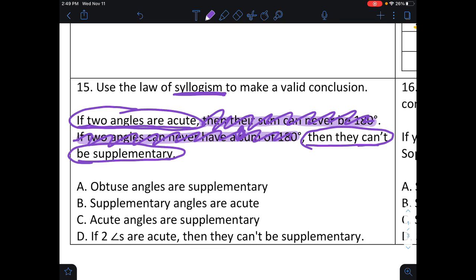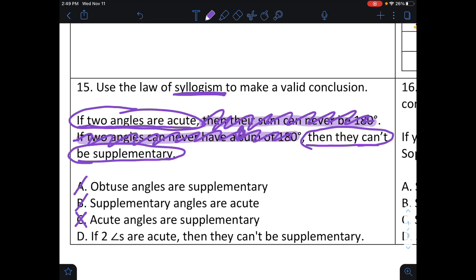Okay, so that's what we're left with. All right, so obtuse angles are supplementary. That's not always true, so I'll put a slash. Supplementary angles are acute. That's not always true. One is obtuse and one is acute in a lot of cases. Acute angles are supplementary. It just said that that is not true.